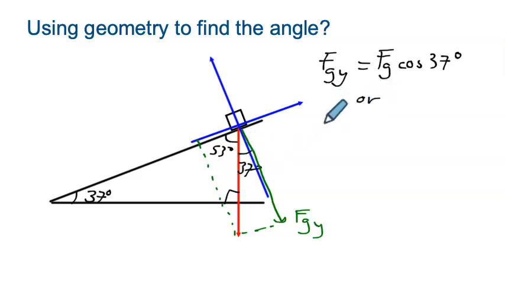Or we could also find it by using the 53 degrees if we wanted to. And then it would be FG, but the 53 degrees, you see the side that corresponds to FGY is opposite to the angle. Therefore, we need to use the sine. So we would use sine of 53 degrees this time. So both methods will work. It doesn't matter because cosine of 37 degrees is the same as sine of 53.